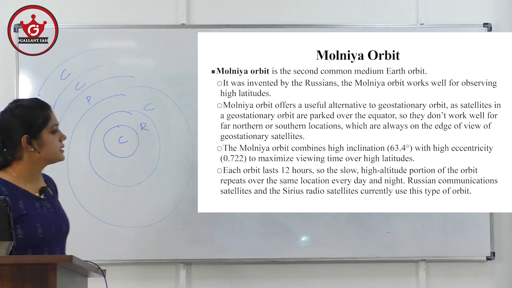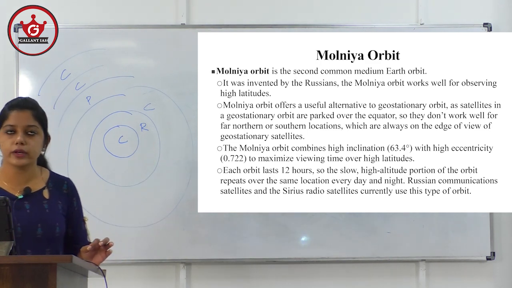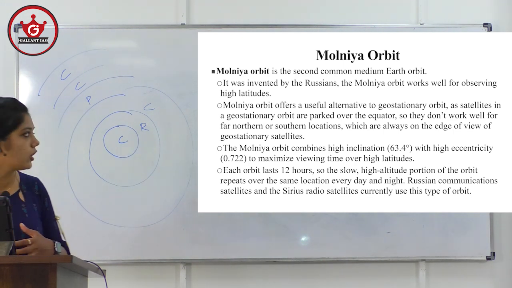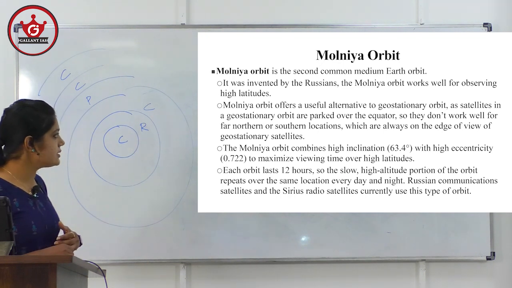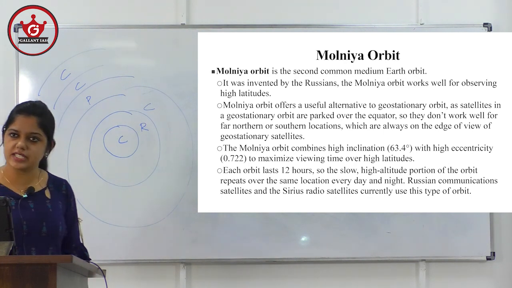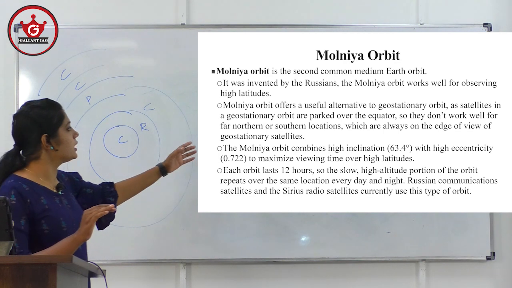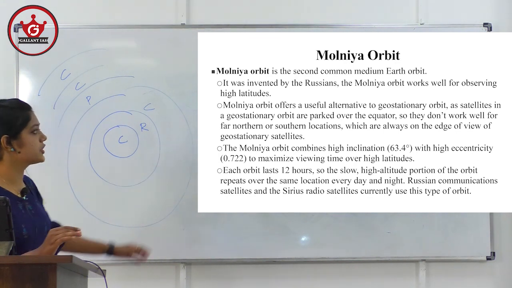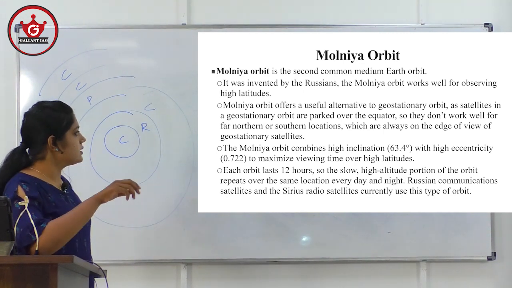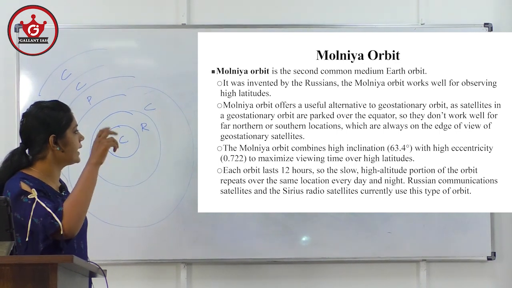The next topic is, see, one orbit that was in the news is the Molniya orbit. It is the second common medium Earth orbit. It was invented by the Russians and it works well for observing high latitudes. Just make sure that there is an orbit called Molniya orbit and it offers a useful alternative to geostationary orbit. As satellites in a geostationary orbit are parked over the equator, they don't work well for far northern or southern locations, which are always on the edge of view of geostationary.